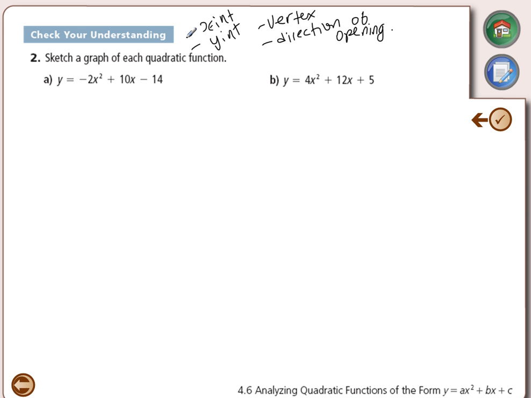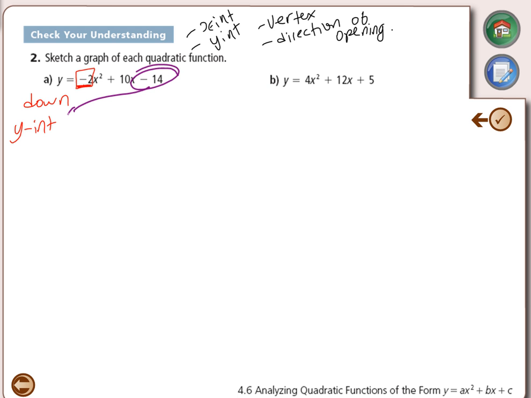If you can hit those 4 things, you're going to be able to sketch any of these graphs. So let's start with direction of opening. The a value, that's negative. So it's going to open to the negatives, opening down. Good. Next thing, I need to find my y-intercept. That's the next easy one.